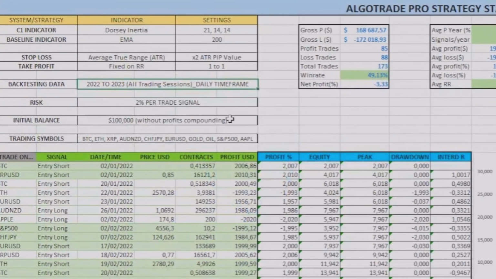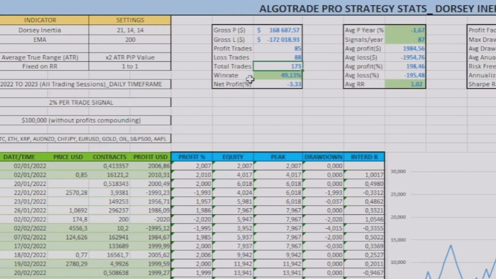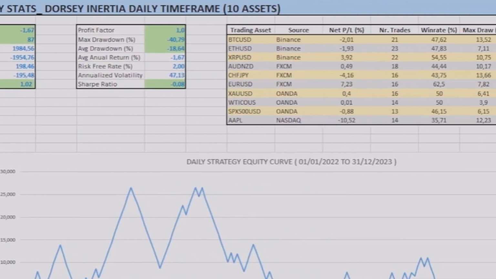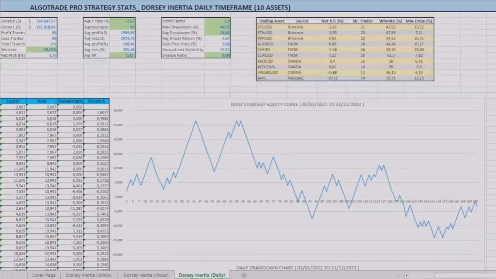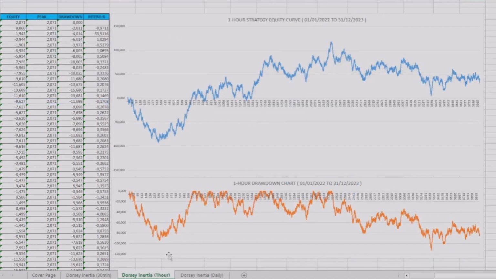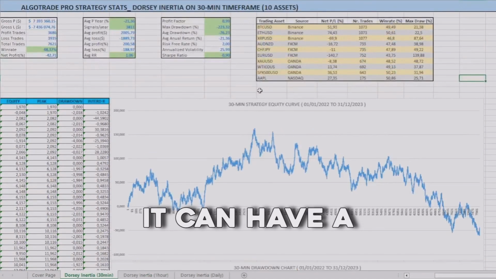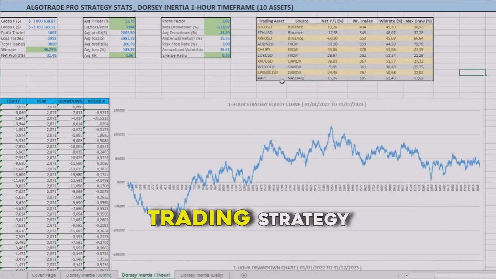And finally, on the daily time frame, after 173 trades, the indicator achieved a win rate of 49.13% and a small net loss of 3%, so a break-even result that can also be noticed when looking at the equity chart. So overall, this indicator in these conditions proved that it is not very consistent, although it seems to me that it can have a good potential for a stock market trading strategy.